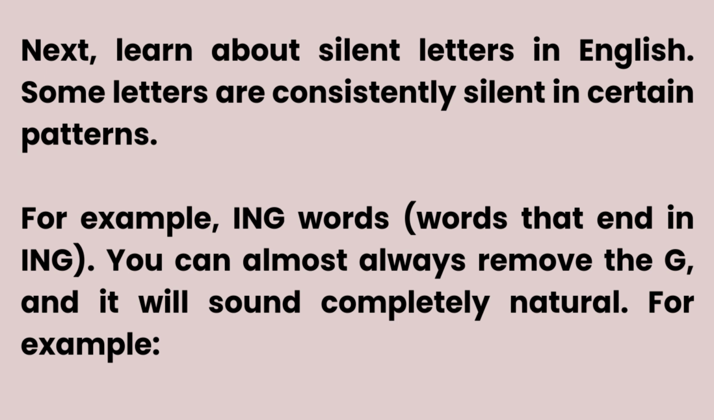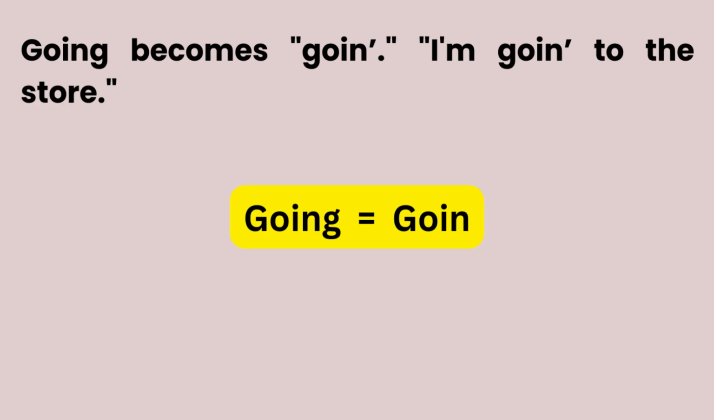Next, learn about silent letters in English. Some letters are consistently silent in certain patterns. For example, ing words, words that end in ing. You can almost always remove the G, and it will sound completely natural. For example, going becomes goin'.